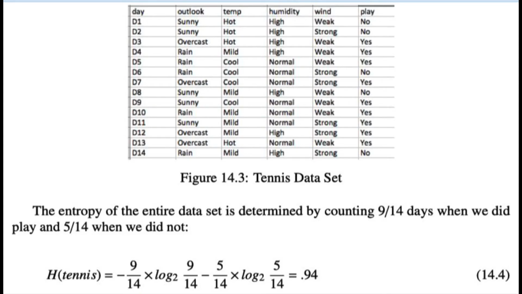To make this more concrete, we'll look at entropy in a toy dataset. This is the tennis dataset, which for 14 days recorded whether or not we played tennis, and also different predictors of outlook, temperature, humidity, and wind. So simply by counting, we see that there were 9 days when we did play and 5 that we didn't. So plugging those numbers into the entropy formula to get the entropy of the entire data set, our first probability is 9 of 14, and our second one is 5 of 14, and multiplying that out, we get a value fairly close to 1 of 0.94.